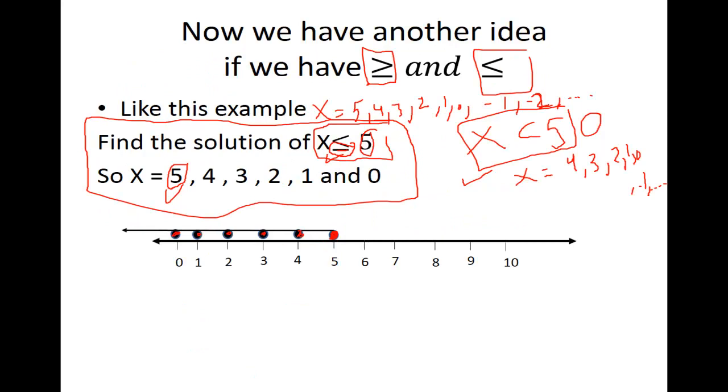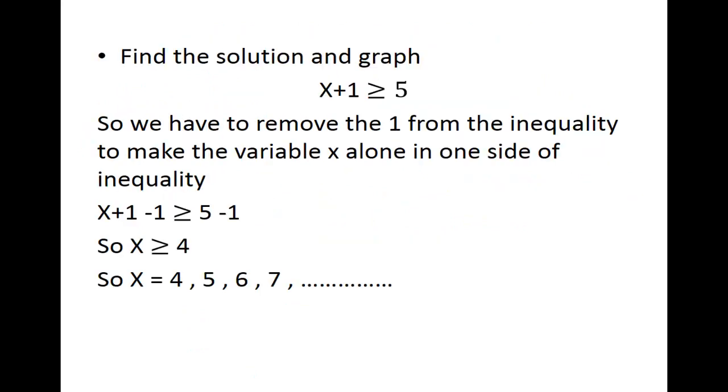So now we have another example. Find the solution and graph x plus 1 is more than or equal to 5. So we have to remove the 1 from the inequality. But how do we remove the 1 to make the variable x alone on one side of the inequality? To find the value of x, we have to make x alone on one side. So we have to subtract 1 from both sides of the inequality.